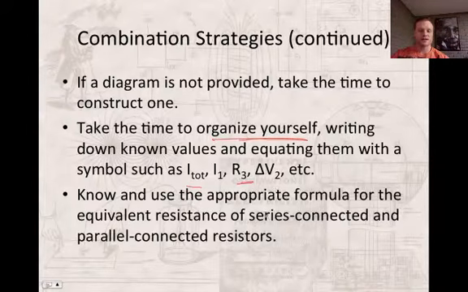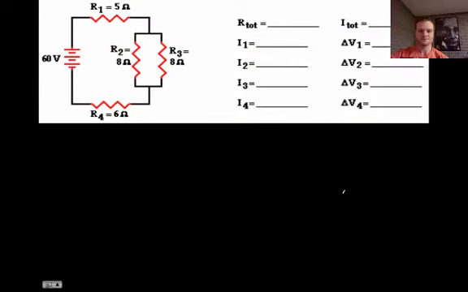The third thing is to know the appropriate formula, for the equivalent resistance of series circuits and the equivalent resistance of parallel circuits. If you're using the wrong formula, by golly, you can draw the best picture in the world, but you're still going to get the wrong answer. So it's really important that you are using the correct formulas for the correct type of circuit. So being able to identify a series and a parallel circuit is definitely key.